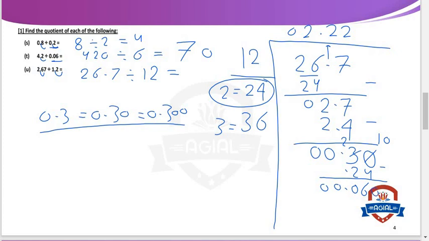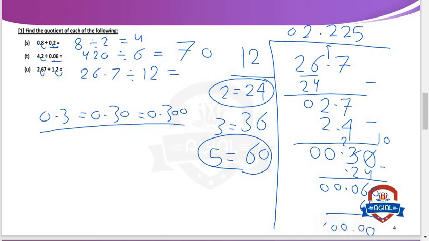Can 60 be divided by 12? Who can say? Super, 5. 5 times 12 equals what? 60. So we will take it and write 5 as a quotient and write 60 in here. 60 minus 60 equals what? 0. So we finished. So the result equals 2.225. This is the quotient of the problem.